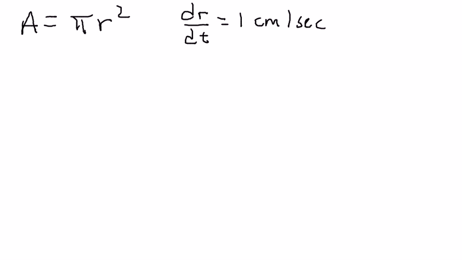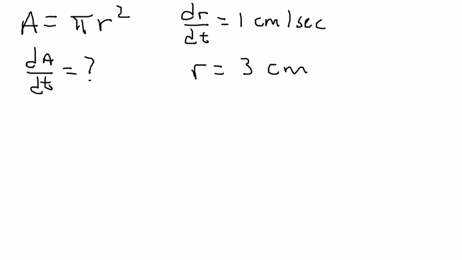And what I want to find is the rate of change of the area of the circle. So I want to find dA over dt. That's my question mark. I always want to identify that. And let's say we want to find the rate of change of the area of the circle exactly at the instant when the radius is equal to 3 centimeters.